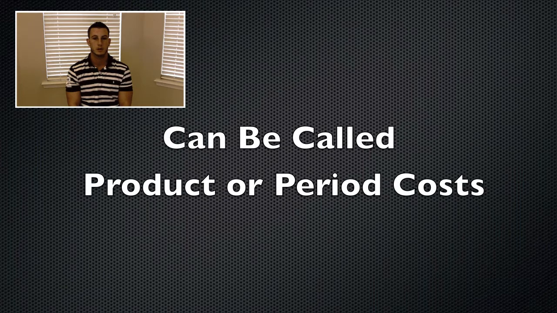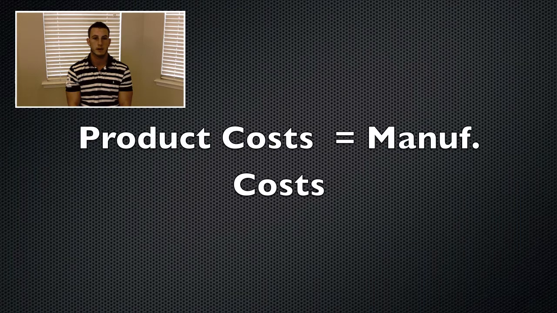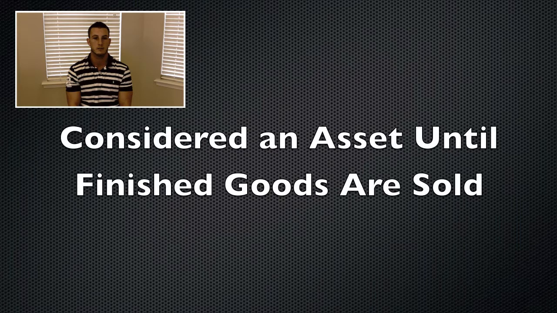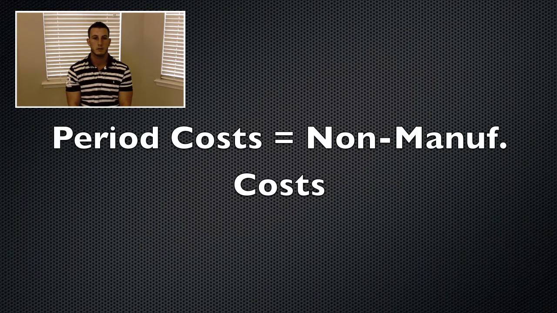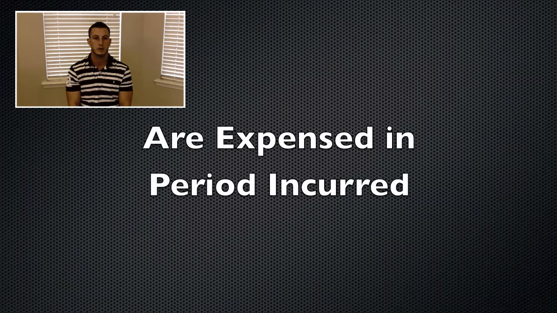These costs can also be called product costs or period costs. Product costs are the same as manufacturing costs and are considered an asset until finished goods are sold. Then when the product is sold, those costs are expensed. Period costs are the same as non-manufacturing costs, and these are expensed in the period in which they are incurred.